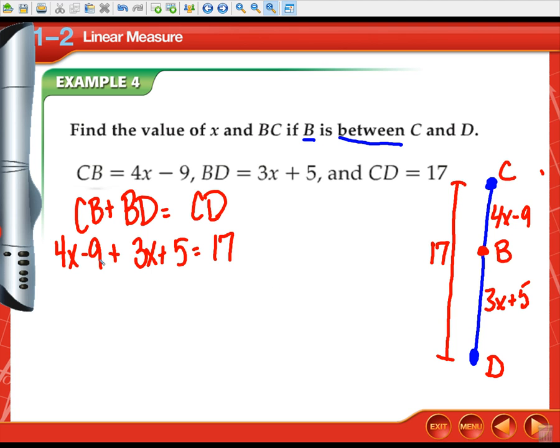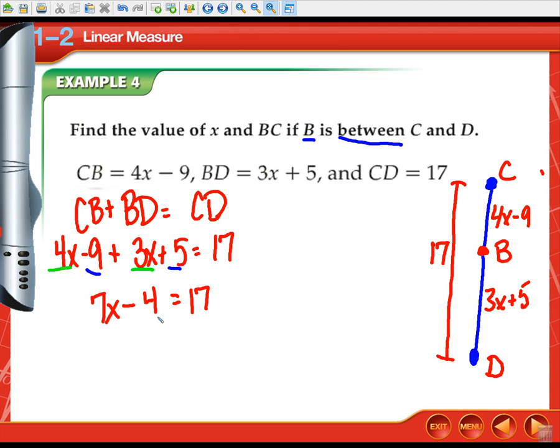So when we're looking at our like terms here, it looks like we got a 4x and a 3x that can go together. We also have a negative 9 and a positive 5 that could go together. Okay, so let's go ahead, combine our greens here. So 4x and 3x, that gives us 7x. And our blues here, negative 9 and positive 5. When we combine those, that's going to give us a negative 4. Okay, a negative 4. So we're going to be left with 7x minus 4 is equal to 17.